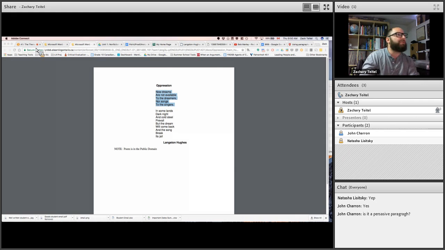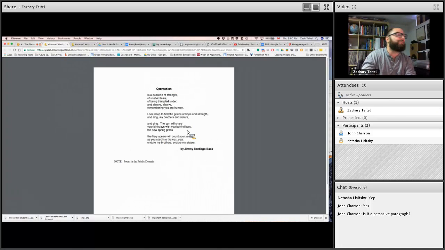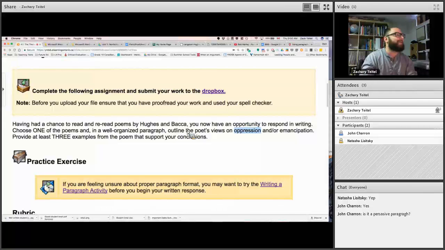I mean, if we take a look at the assignment instructions again, it says outline the poet's views on oppression. Now, it doesn't say it's a persuasive paragraph per se, but if I'm trying to write something that tells the reader, based on this poem, it can be said rather, because I don't want to use personal pronouns. I'm looking for formal writing here. So we don't want to use I or you or we or any of that stuff.